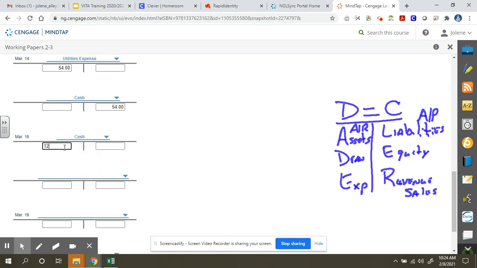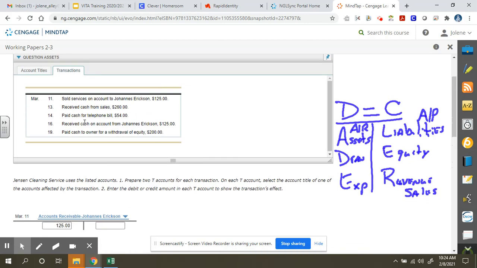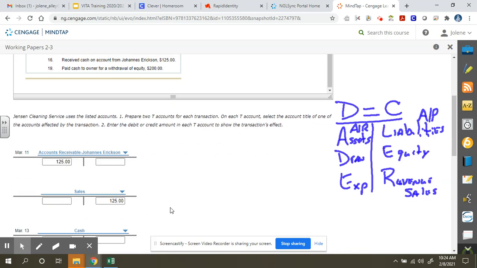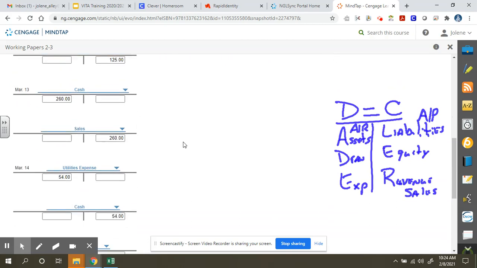And it says 125. So now I got to figure out what's going to go in the other one. Well, it says that Johan paid us what he owed us from this very first transaction up here. So you see how this is accounts receivable, Johan Eriksson, and it's a debit? Well, that's when he was increasing that account. Now he's decreasing it by 125. So this time we have to use the same account, but we have to put it on the other side, and it will cancel it out.